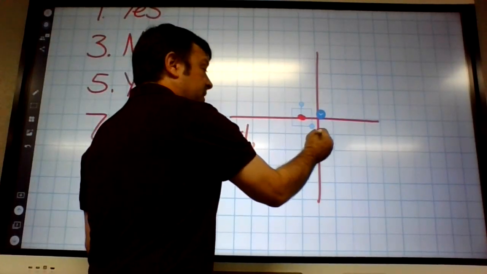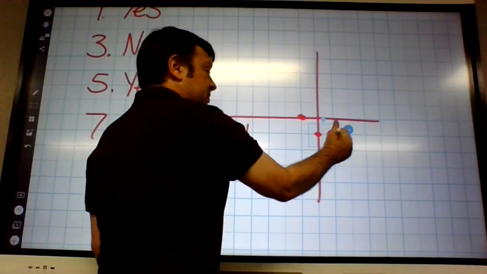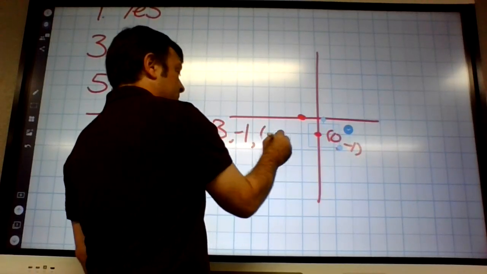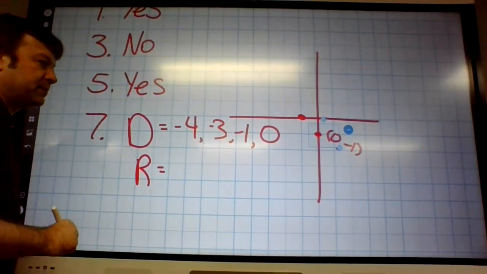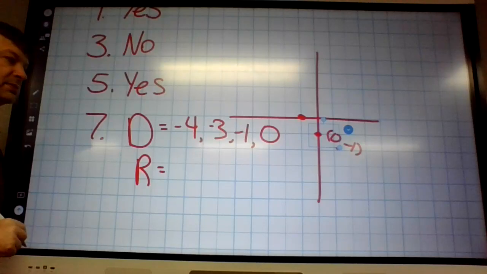Right here, what's the x value of this point? 0. So that's the domain: -4, -3, -1, 0. Just list all the x values.